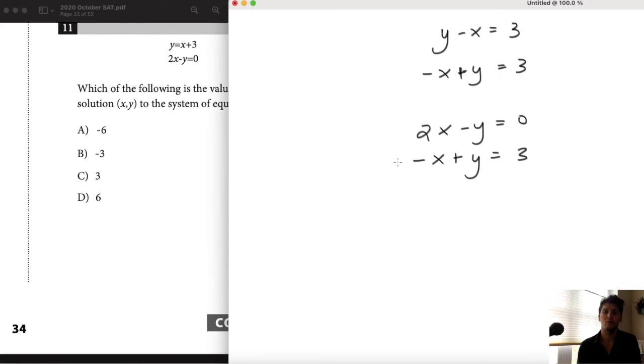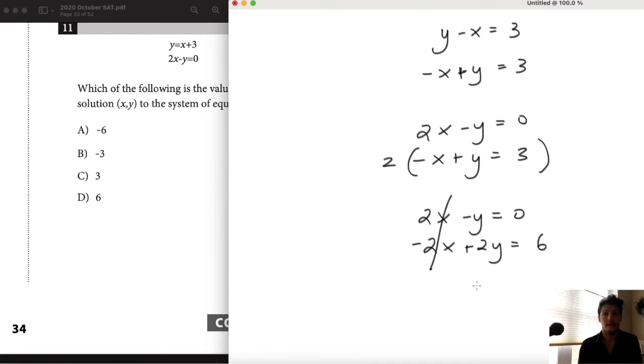Well, what if we multiplied the second equation by 2? Everything by 2. The first equation stays exactly the way it is. The second equation becomes negative 2x positive 2y equals 6. The x's cancel. Negative y plus 2y is positive 1y, and that equals 6. This approach that I just showed you is called elimination. We're eliminating the x's because we know we're solving for y, as they ask for.